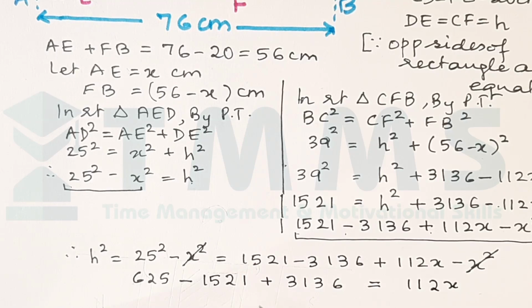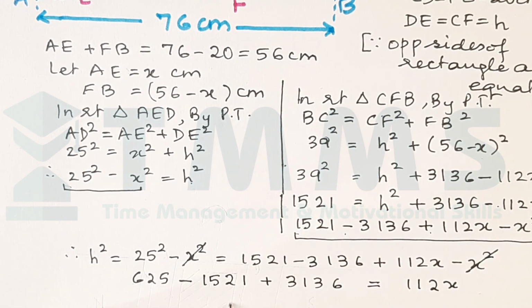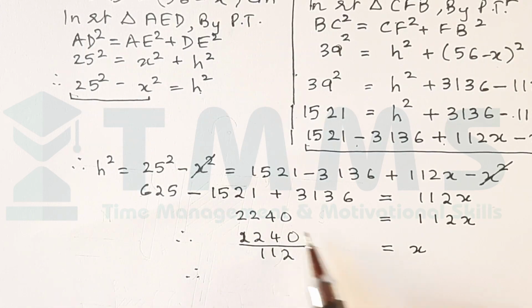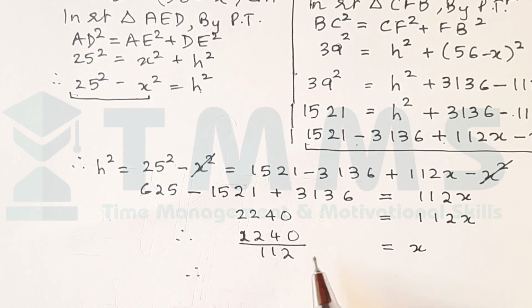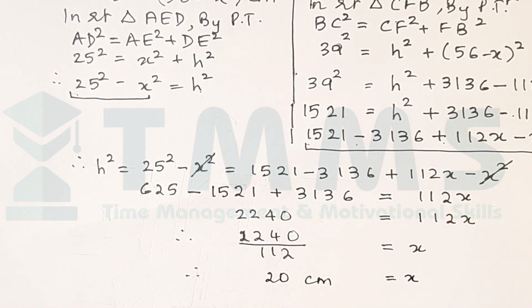Now when you do the subtraction with this and addition with this, it gives us 2240, and that's equal to 112x. 2240 is equal to 112x. Therefore, x is equal to 2240 upon 112, and that will give us 20 centimeter as our x.